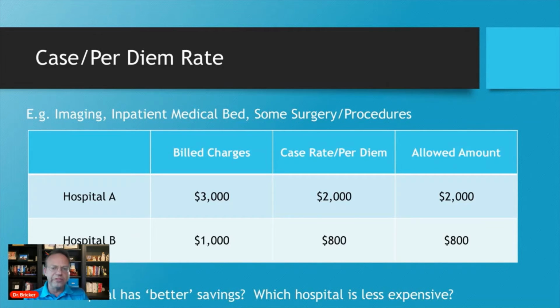Likewise, at hospital B, if they negotiated a per diem case rate of $800 a day and it was a 1-day hospital stay, then it would be $800. Likewise, if you had a 2-day hospital stay at hospital A, it would be $4,000. And if you had a 2-day hospital stay at hospital B, it would be $1,600. So note, in both of these situations, the billed charges do not matter at all. They do not matter. Now, they will matter in subsequent methodologies.